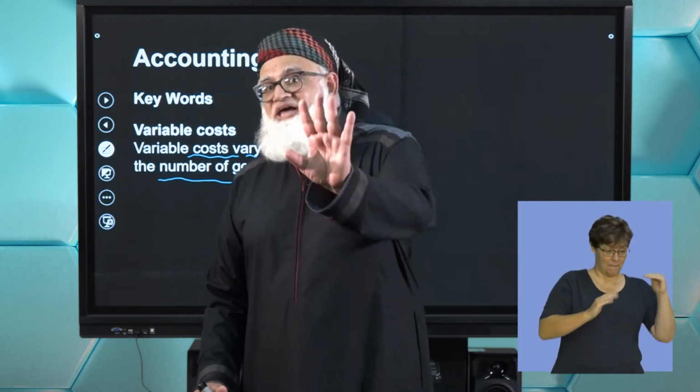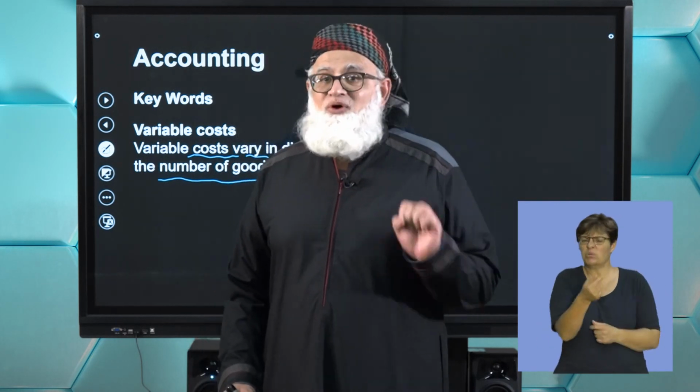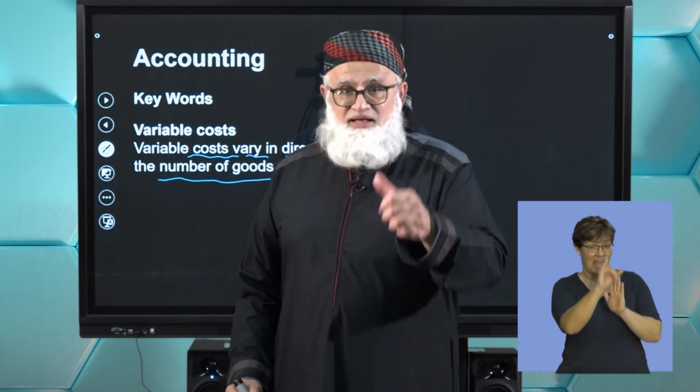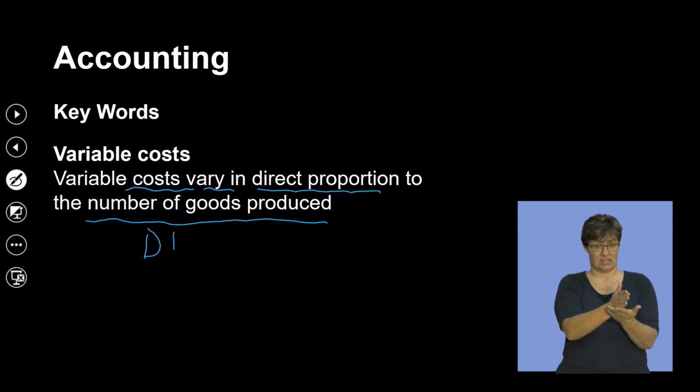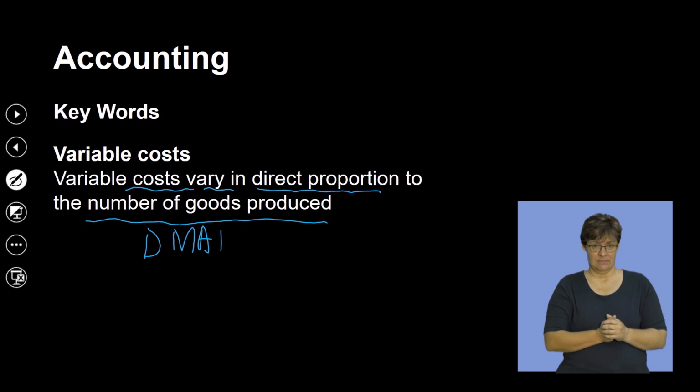Now, what are your variable costs? What are they? Let's identify them. Number one, direct material cost.